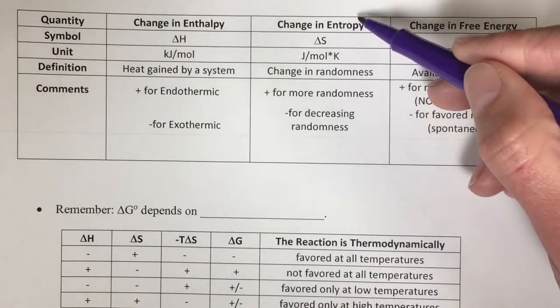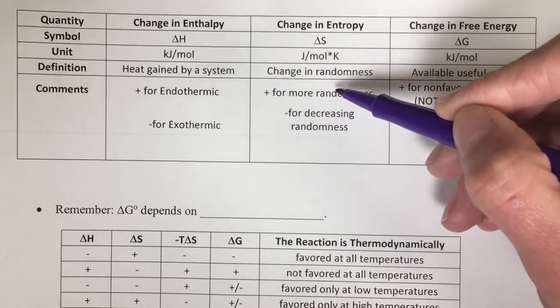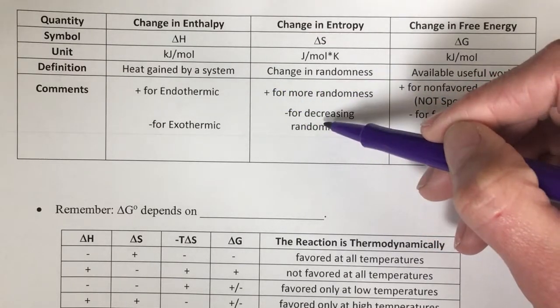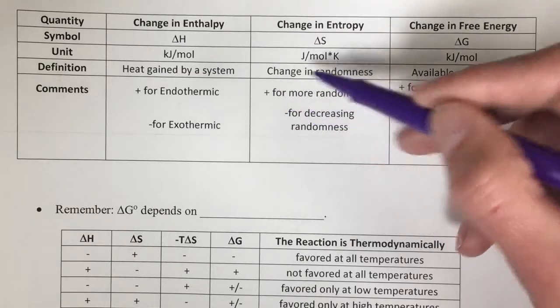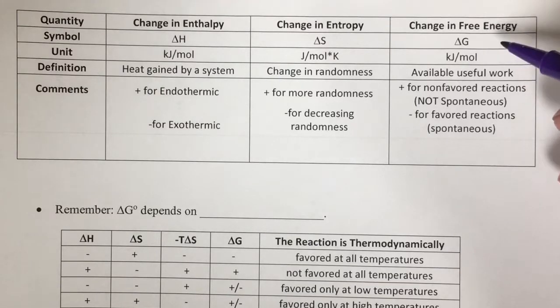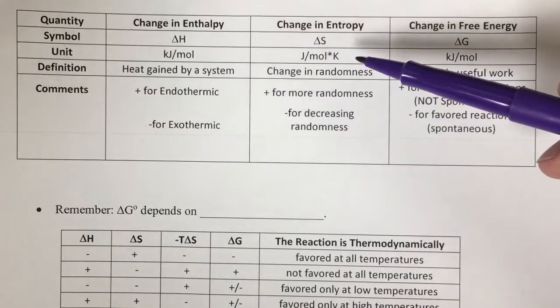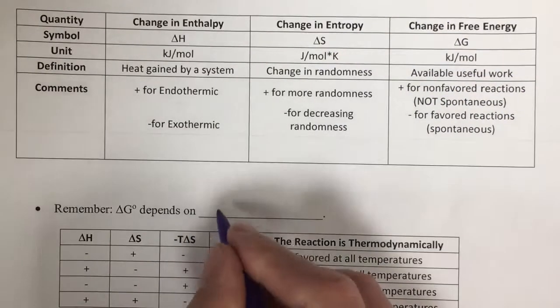Delta S is entropy, our randomness, okay? Positive means we're becoming more random. Negative means we're less random. Positive randomness is favored, but again, it doesn't mean that the reaction is spontaneous. Delta G is my free energy. It determines whether or not my reaction is spontaneous or not. If I have a positive delta G, my reaction is not spontaneous. Negative delta G means my reaction is. Delta G depends on both delta H, delta S, as well as temperature.